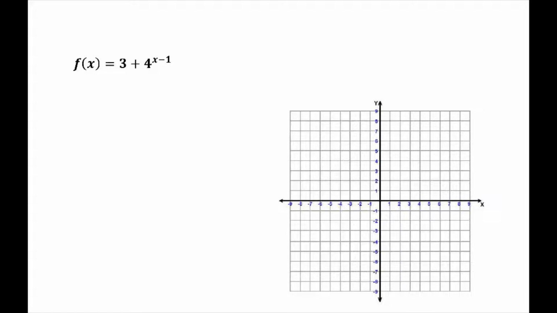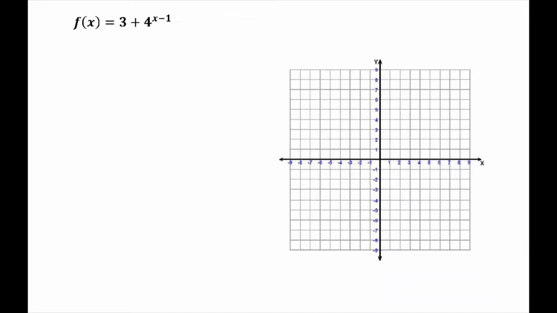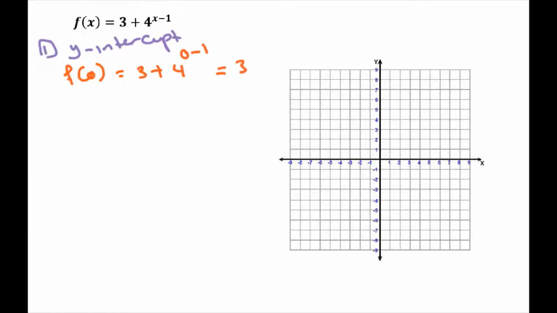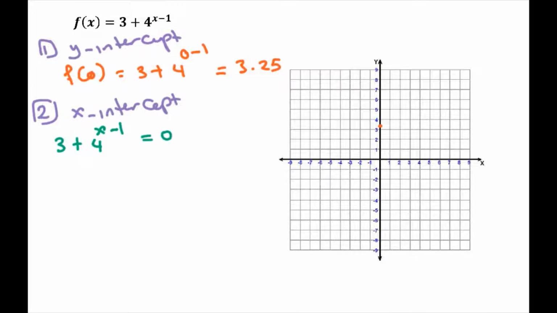Okay, moving on to this question here. We're going to again follow the same steps. So step number 1, y-intercept, which is f(0). That's going to be 3 plus 4 to the power of 0 minus 1, which equals 3.25. So you go to 3 1/4 here, somewhere here, and that's your y-intercept. Step number 2, we need to find the x-intercept. I'm going to make the equation equal to 0.